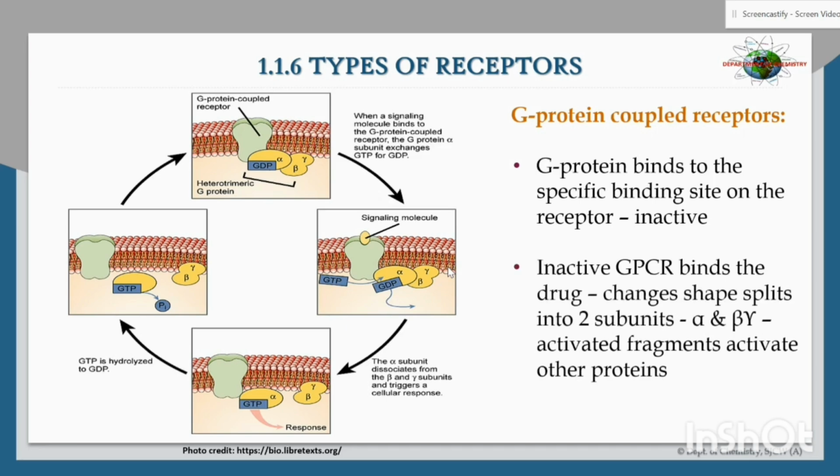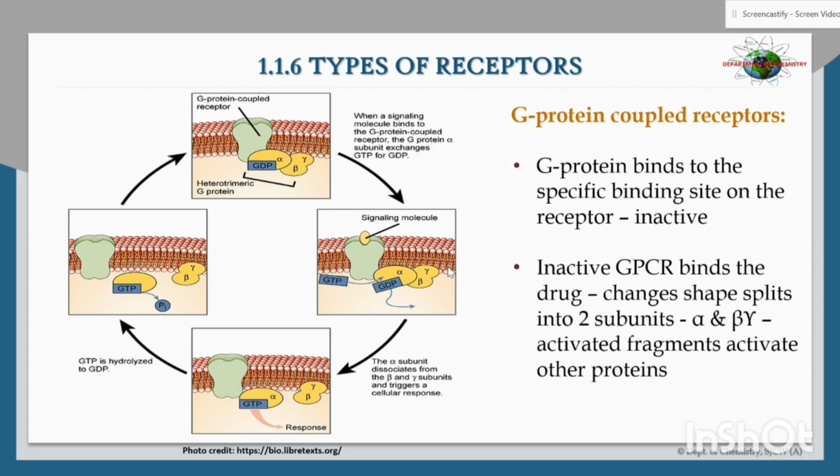But once an inactive GPCR, which stands for G protein coupled receptor, binds the drug, it becomes active and it undergoes some changes in its shape and it splits into two subunits. One is alpha and the other unit is beta gamma. So you get two subunits.